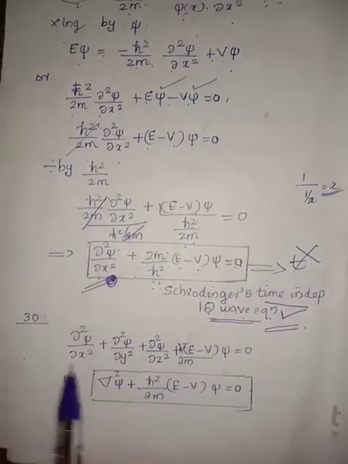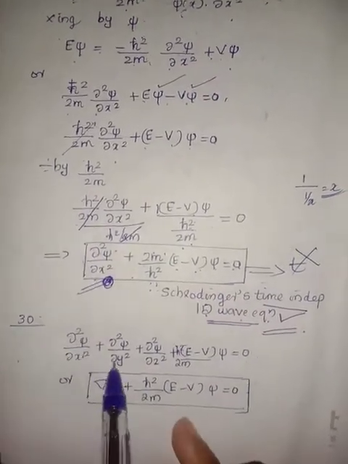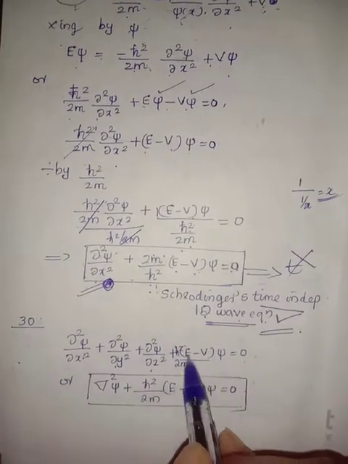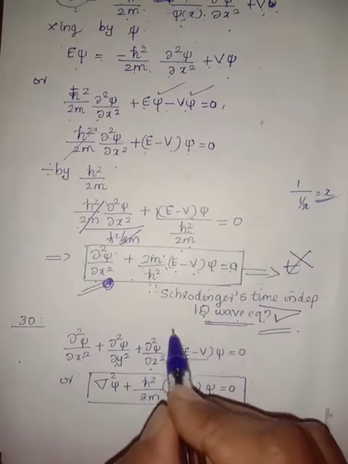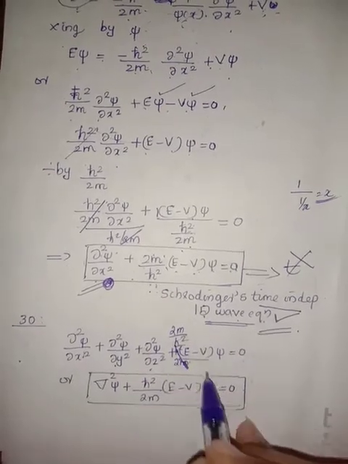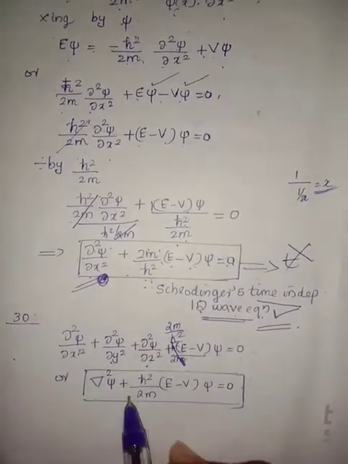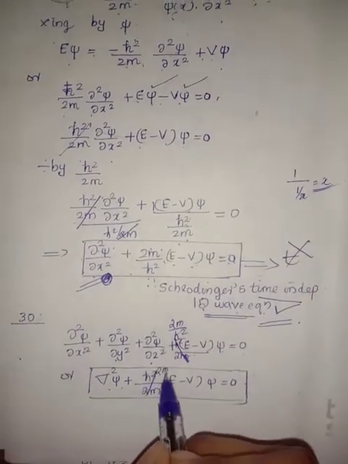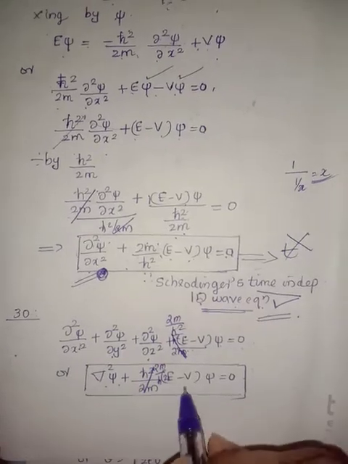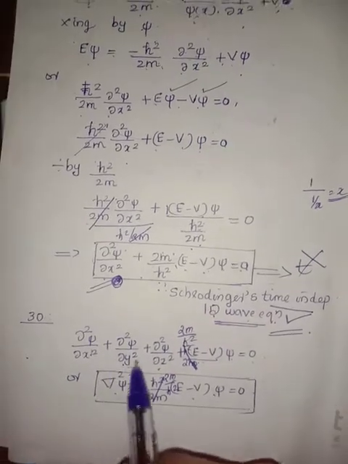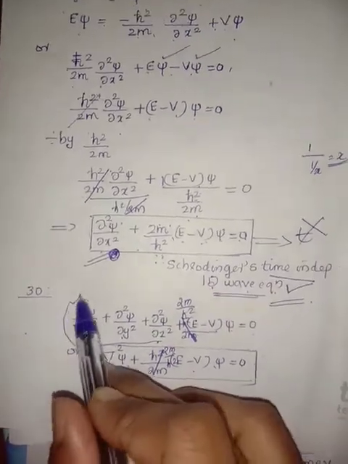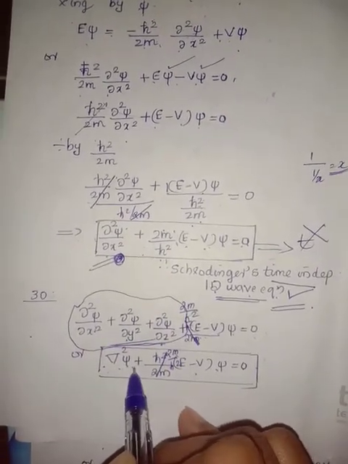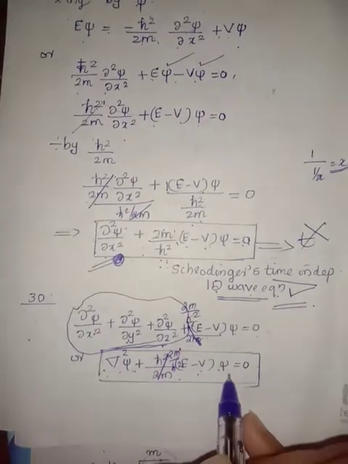In three dimensions, we can write ∂²psi/∂x² plus ∂²psi/∂y² plus ∂²psi/∂z² plus 2m by ħ² (E minus V) psi is equal to 0. That is del square psi plus 2m by ħ² (E minus V) psi is equal to 0. There is a mistake here. Because we have already discussed the del square operator, this is del square psi. So del square psi plus 2m by ħ² (E minus V) psi is equal to 0.